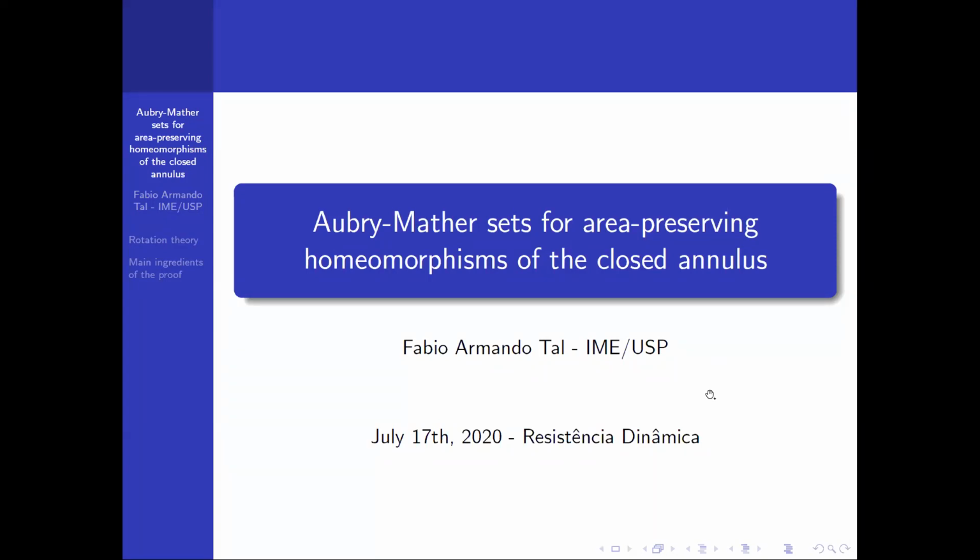And I'm going to speak today about the work that I did with Jonathan Conejeros, who is in Santiago. It's called Birkhoff-type sets for area-preserving homeomorphisms of the closed annulus. I'll explain a little bit more what I mean by all of these in a moment.